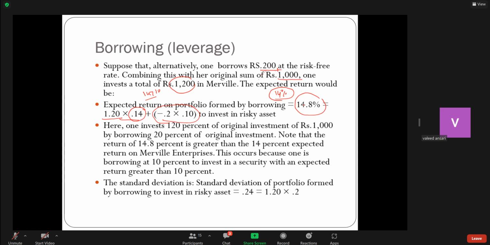So his return is higher, but he is also taking more risk. Earlier the risk was 20%, but now because he is investing more money, his risk will become 0.24 or 24% standard deviation. Earlier this was the 14% return and 20% was the risk, and now his return has gone up to 14.8 and he has also assumed more risk. So it is called a leveraged portfolio, with the assumption that the borrowing and lending rates are the same.